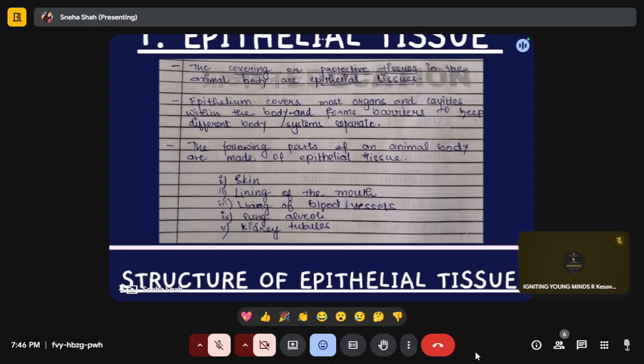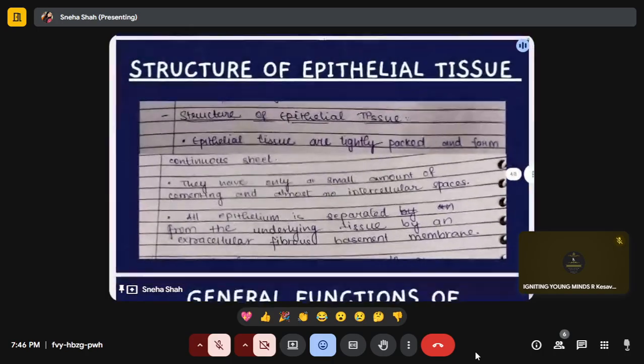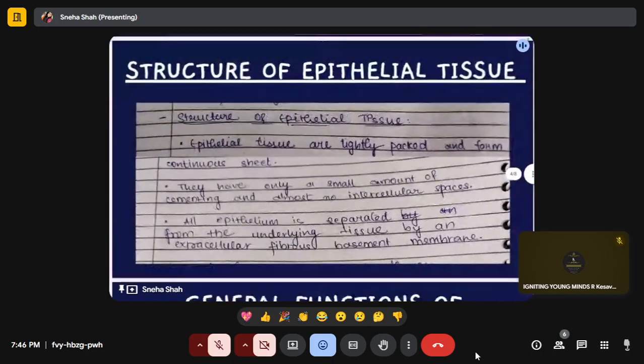We will move ahead with the structure of epithelial tissue, and we will realize why these parts, that is skin, mouth, blood vessels, are made up of epithelium. What is the structure? This is the very basic structure of epithelial tissue. Depending on the types, the structure varies. They are tightly packed and form a continuous sheet. They have only a small amount of cementing and almost no intercellular spaces.